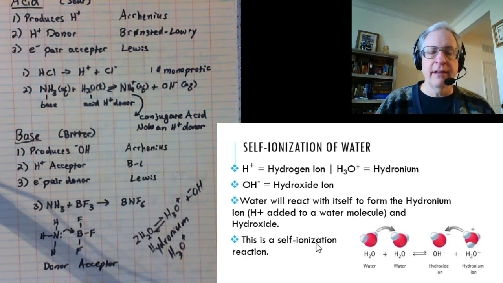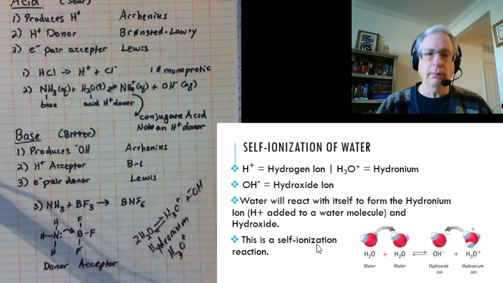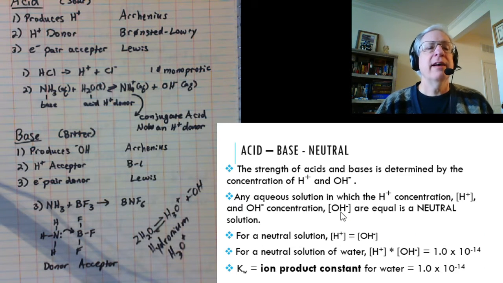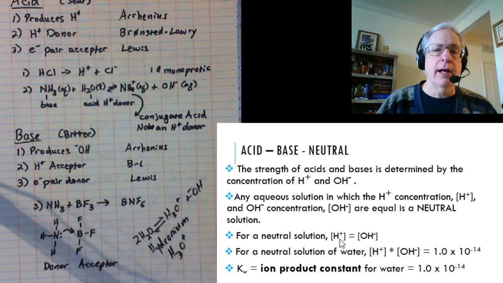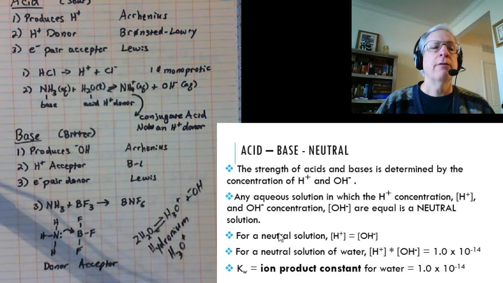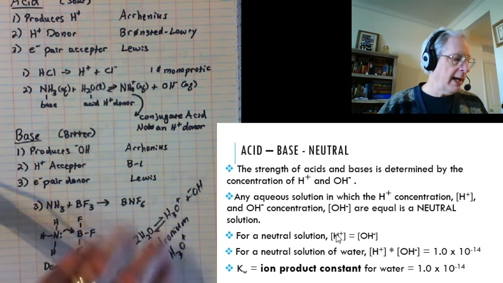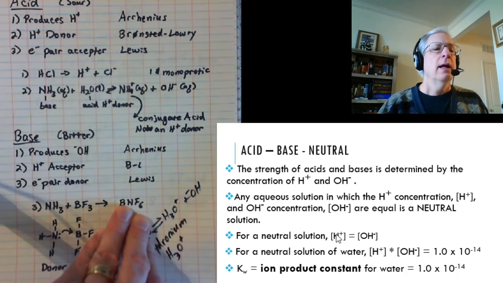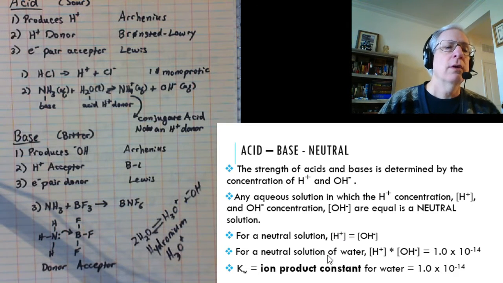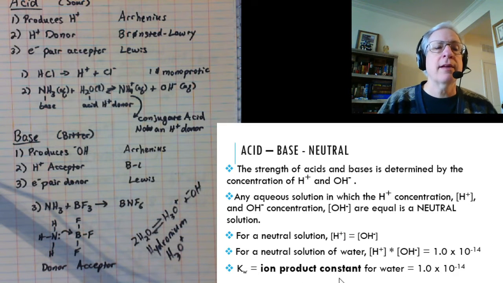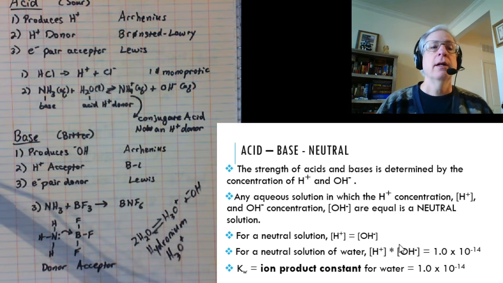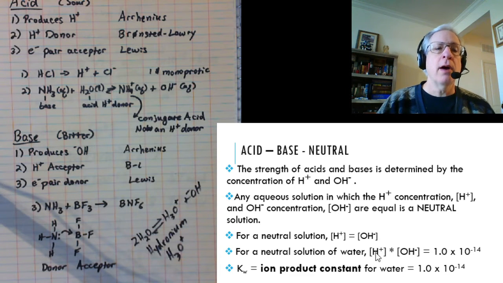It's a self-ionization reaction. And when it does that, you get a certain amount of hydrogen ion and a certain amount of hydroxide ion. For a neutral solution, those two things are equal. The H positive equals the OH negative. And that's what those little symbols in brackets mean. Brackets means the concentration. And it turns out that in a neutral solution, what we call the ion product constant, hydrogen ion times the hydroxide ion, the product of these two things is a constant for water.